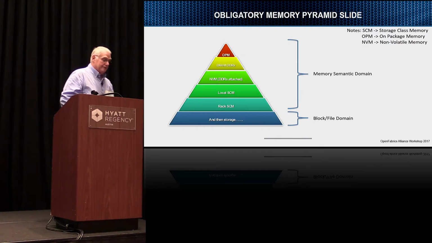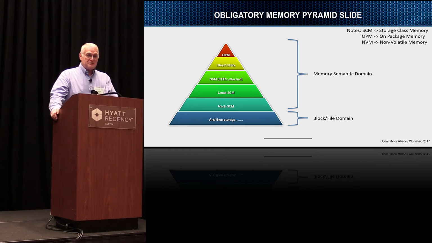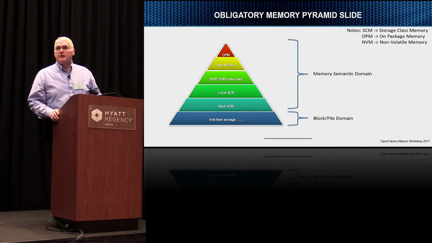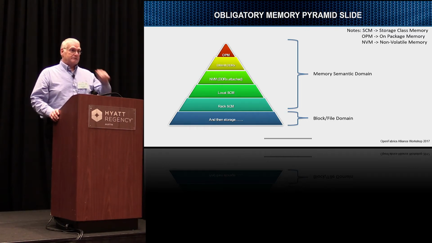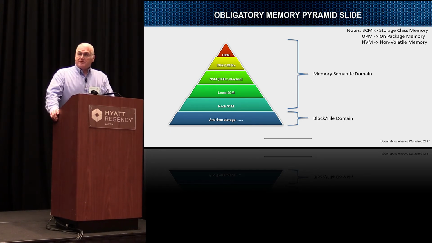I put in what I call an obligatory memory pyramid. I think everyone that's ever seen memory discussions has seen this. This pyramid seems to be ambiguous all over the place. Up on the top we have on-package memory. All the major SoC and processor companies are talking about putting more and more memory, consuming memory channels, on the die itself and putting DRAM directly on the die, which will be the fastest.